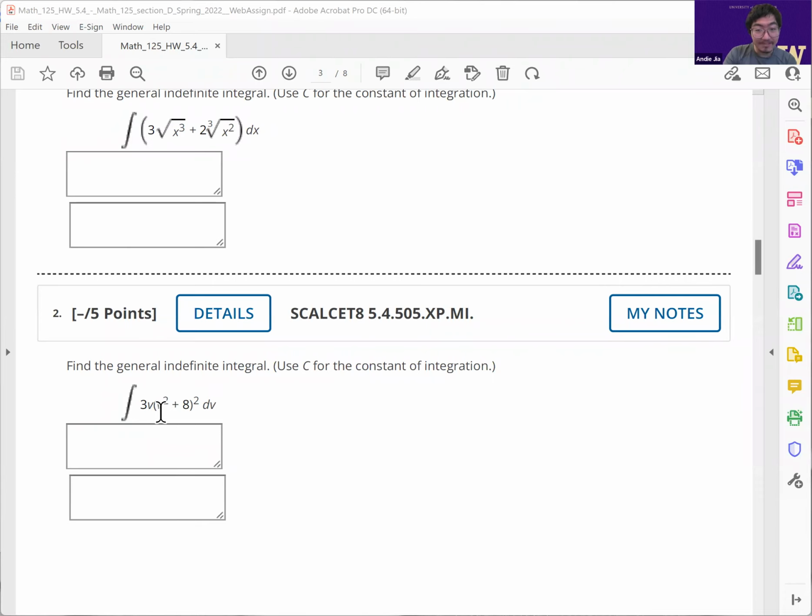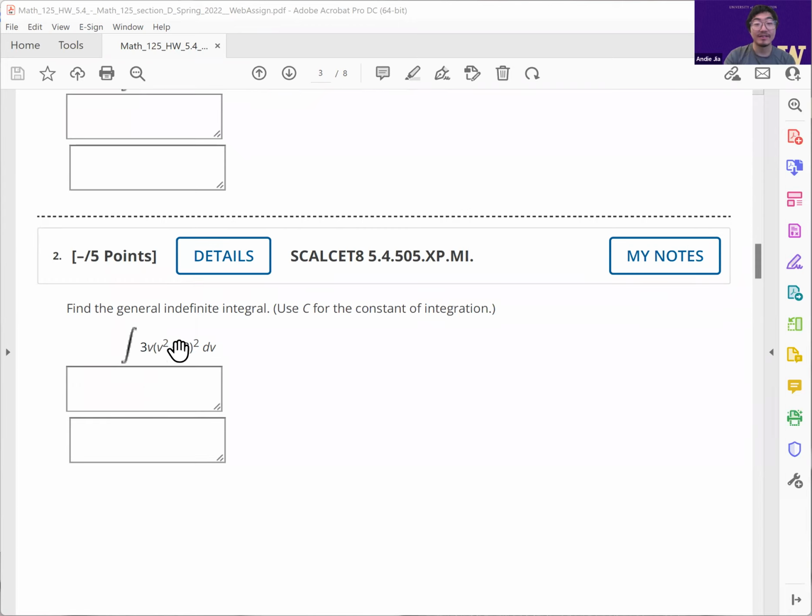Here's the trick. We have this (a plus b) squared. This can be expanded into a squared plus 2ab plus b squared, where a is v squared, b is 8. After you expand it, I multiply this expanded expression by 3v, then evaluate the integral. This can be done in two ways, but I'm going to introduce the more complicated way. If you learn after 5.5, you can do it with substitution.